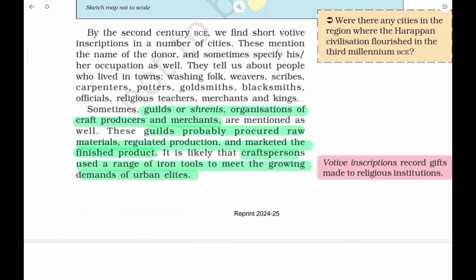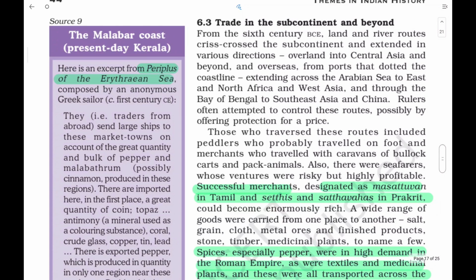Okay. Now, as we have seen trade, we have seen what were the different commodities that were used and produced. Now to control the trade, there were guilds or shrenis. That was the organization of the craft producers and merchants. And these guilds probably procured raw material, regulated production, and marketed the finished product. It is likely that the craftspersons used a range of iron tools to meet the growing demands of the urban elites.